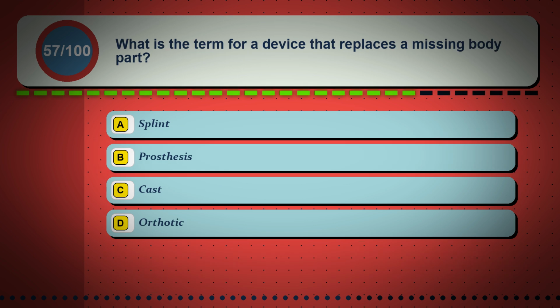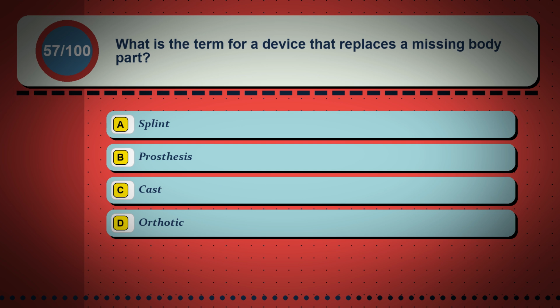Question 57. What is the term for a device that replaces a missing body part? Option A, a splint. Option B, prosthesis. Option C, cast. Option D, orthotic.